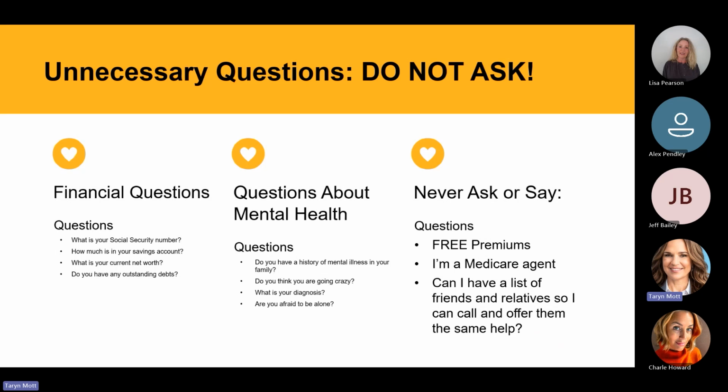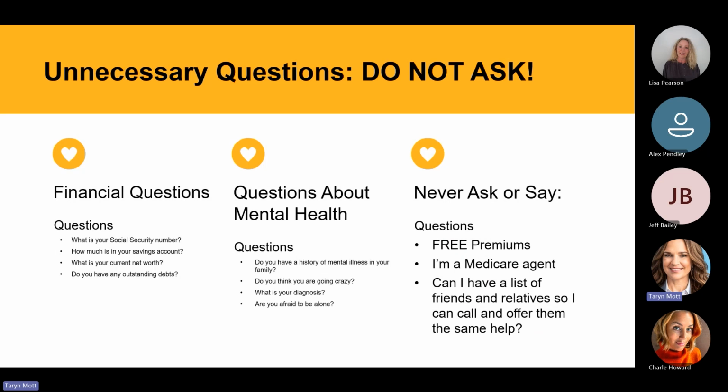So, what is your social security number? They do ask for social security numbers on MedSup apps. They do, and it is required. You can't even push it through if you put all zeros. It is required. How much is in your savings account? We have no need to know that.